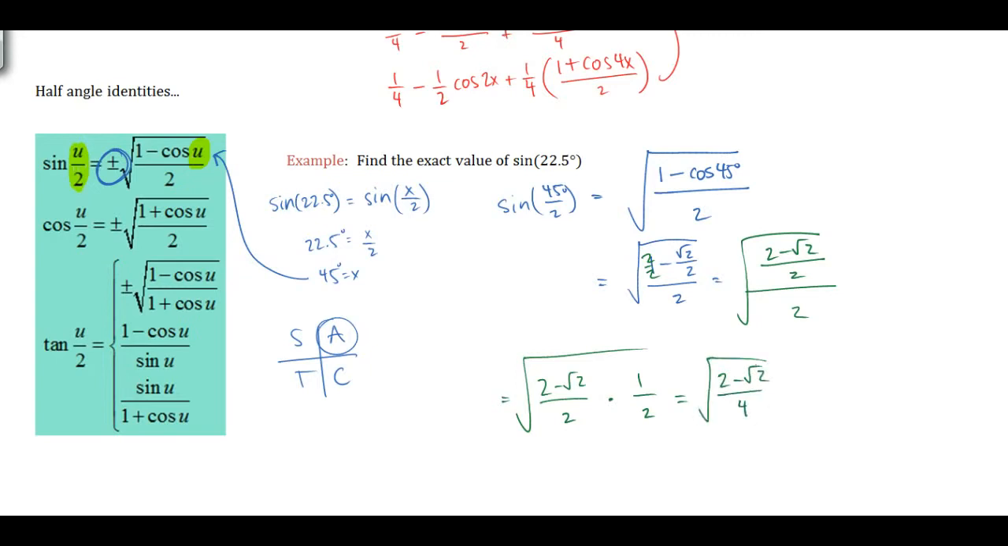And we're almost out of here. That square root, we do know the square root of 4. So we could call this 2 minus root 2 all over 2. Almost said 4. Square root of 4, which is 2. And there's my exact value of sine of 22.5. Crazy, right? But doable.